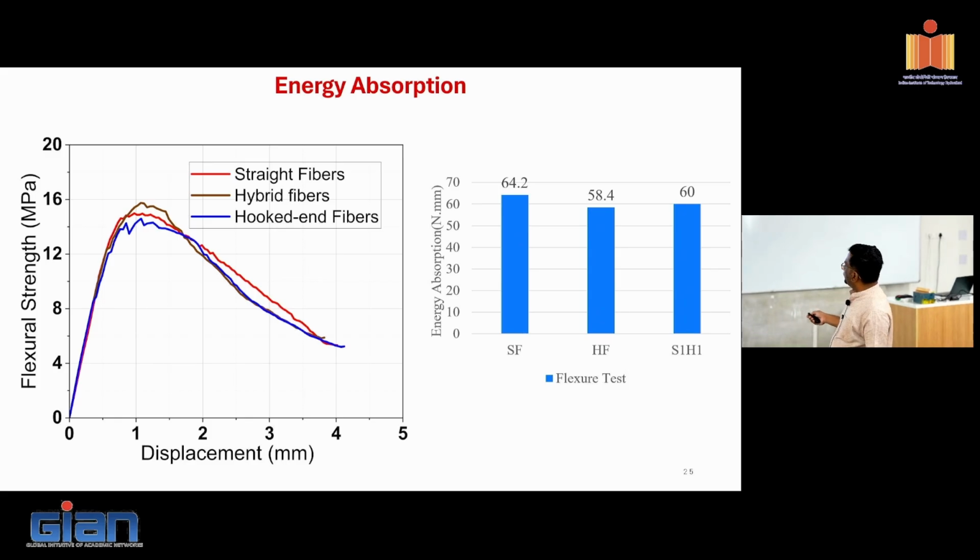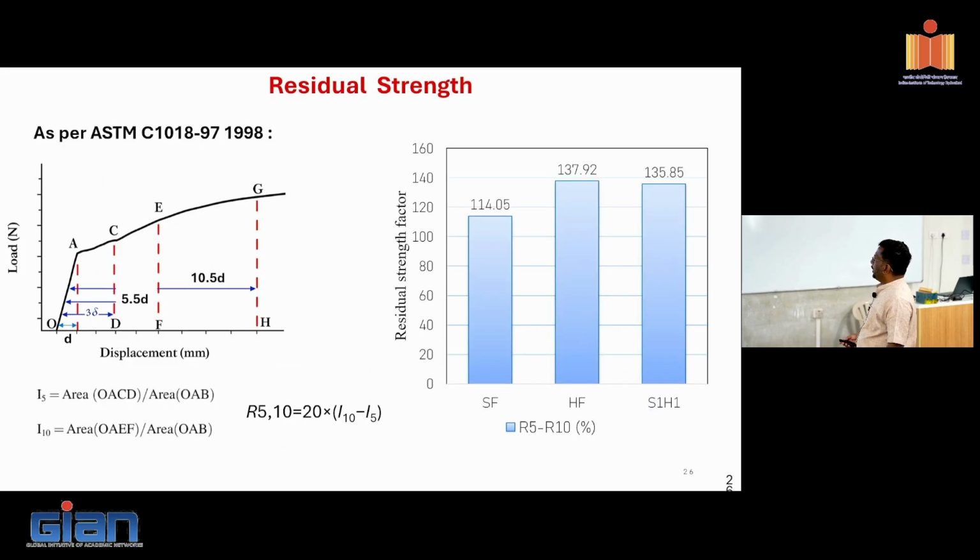If you look at the energy absorption, the area under the curve, 64, 58, 60, they are all nearly the same. So in flexure, I don't really need to use these costly brass coated fibers. I can still optimize the performance. And this hybrid is basically a combination of straight and hooked end fiber. So here, in fact, in flexure, the hybrid was showing higher performance even than that of your hooked end or straight fibers.